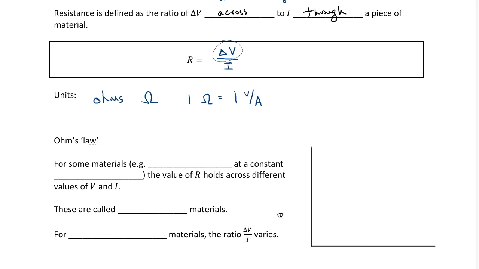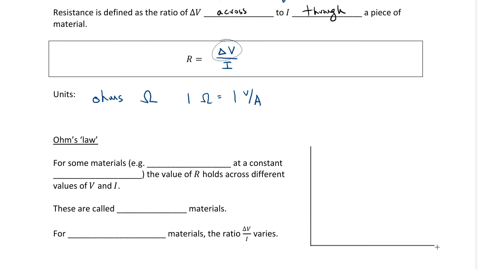To understand Ohm's law, let's imagine that we increase the potential difference across something and watch what happens to the current. I'm just going to use V here instead of delta V so that we practice seeing that as well. For some materials, like metals at a constant temperature, the value of the resistance is going to hold for different values of the potential difference across and the current through. So let's imagine that we have our material here. I'm going to draw it as a resistor, and I'm going to increase the potential difference across it, and I'm going to measure the current through it.